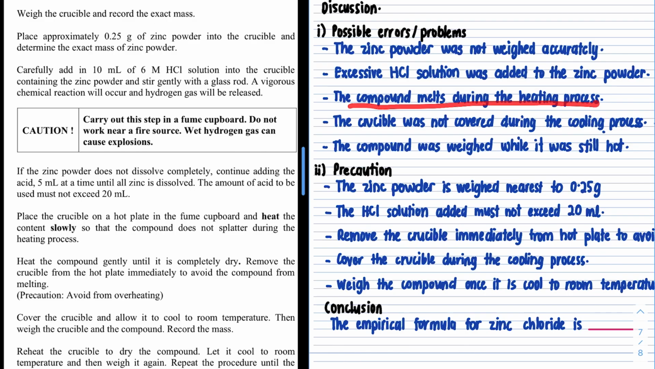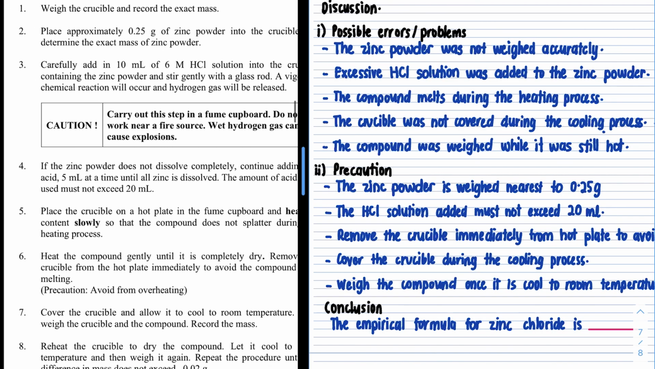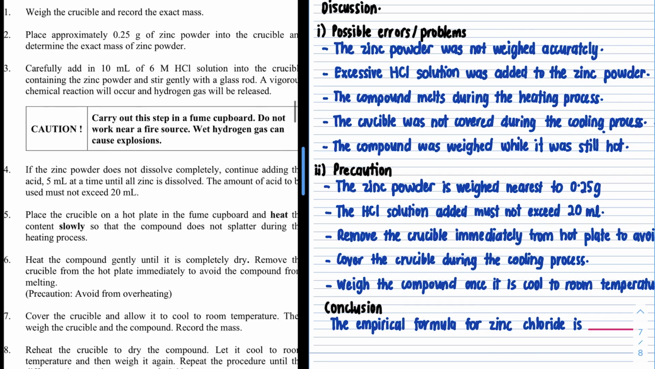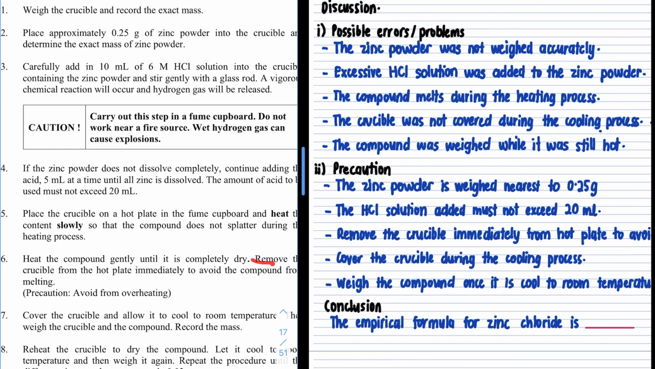Okay, so how to avoid it? Remove the crucible immediately from the hot plate. Kat sini lah. All of this I get straight away from my procedure itself. Dekat sini contohnya, number 6 says, remove the crucible from the hot plate immediately to avoid melting.